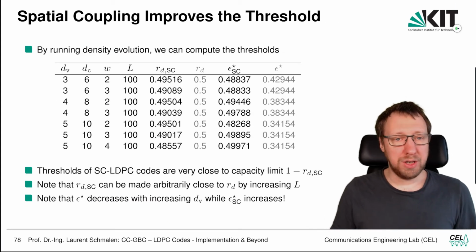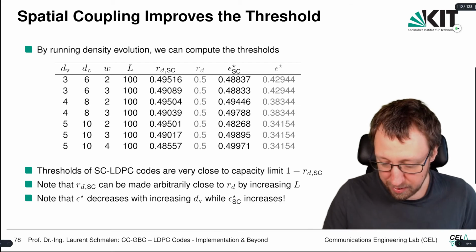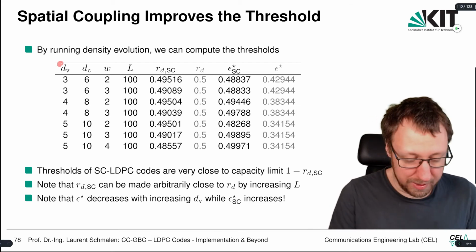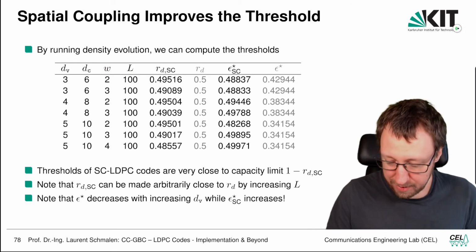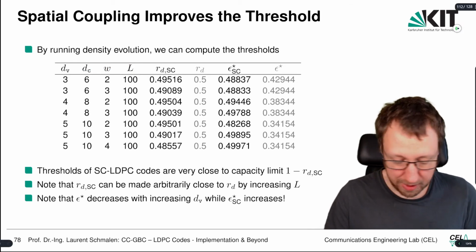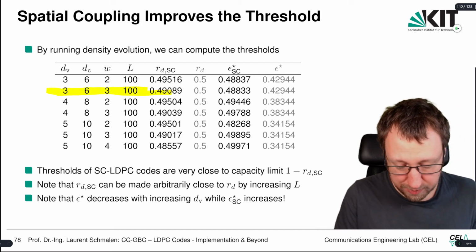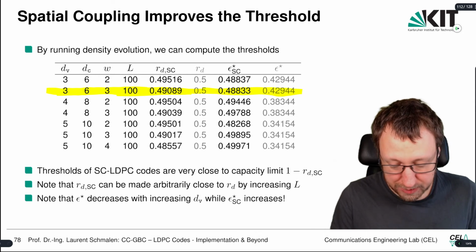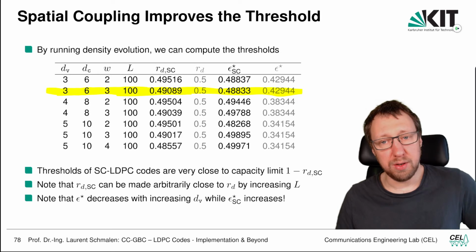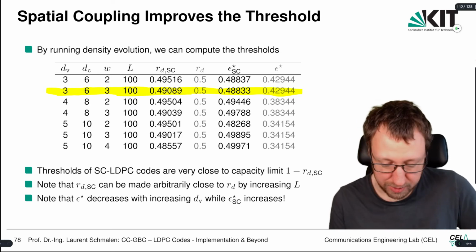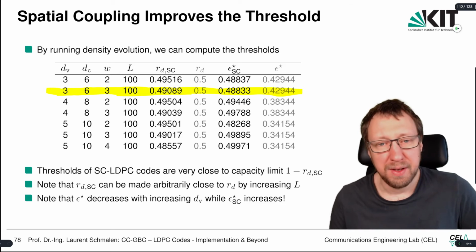So here we see some thresholds, and now the threshold depends on a lot of parameters. They depend on dV, dC, W, and L. The case that we saw was (3, 6), W equal to 3, L equal to 100. We had a threshold of 0.48833 for the spatially coupled code. If we compare this to the uncoupled code, there's a threshold of 0.42944, sorry.